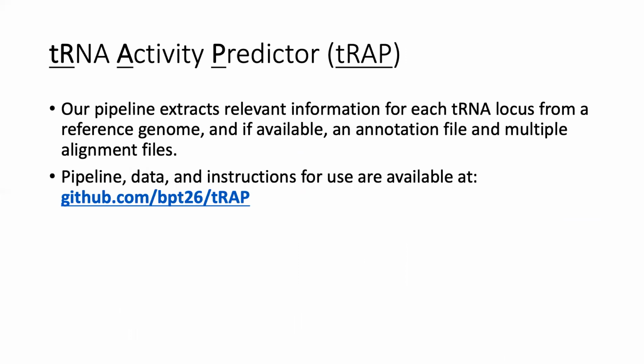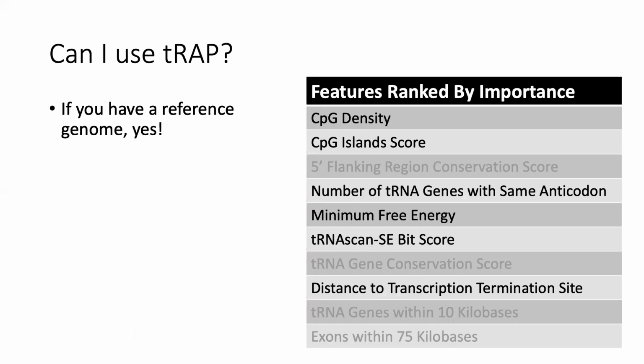So we have this pipeline called TRAP, or tRNA activity predictor, that takes in a reference genome, and also uses a gene annotation file and multiple alignments if you have them. And this is up on GitHub along with instructions and everything needed to run it. And I know I've spent a lot of time talking about conservation patterns of tRNA genes, but you can actually extract a lot of relevant information from just the reference genome without looking at any alignment information.